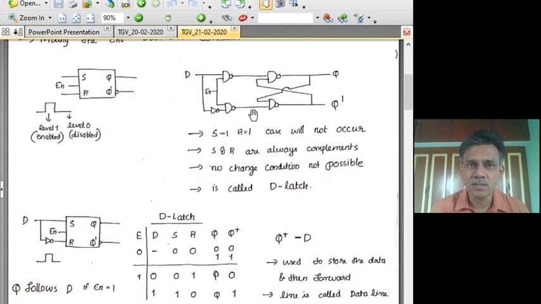So this behaves in a transparent manner for the input, which we call the data input, whenever E is 1. It is transparent in the sense that Q simply follows D. It is as if it is a simple line, with a complicated circuitry inside, but otherwise it is a simple line because Q is the same as D whenever E is 1. So it is transparent. But when E is made 0, then what happens?